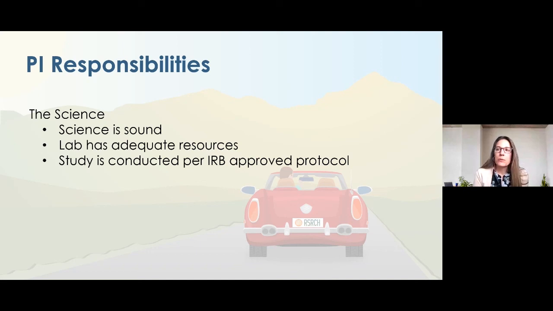So we just want to really make sure that the science is sound, that it is well organized, and all of that. Also, making sure that the lab has adequate resources so that you can carry out that project. That would be personnel, of course, but it's also just the stuff in the lab. Do you have what you need in your lab to make sure that you can actually do the study as it is approved, as it is written, all of those things. And also just to make sure that the study is conducted per the IRB approved protocol, which we'll talk about, I'm sure, many times today.